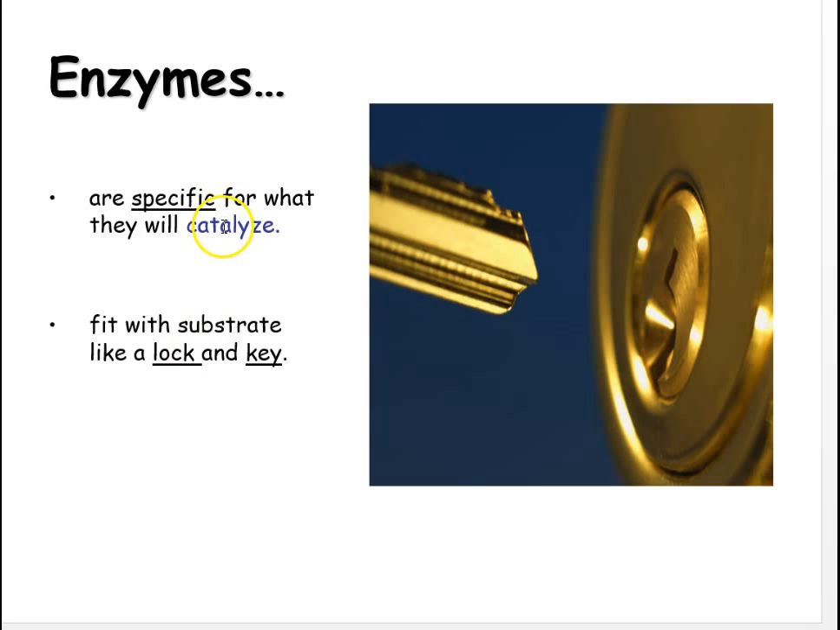And these items fit into each other. So if this is the substrate and this is the enzyme, they fit together just like a lock and key. And if there's any mutation in one of these two, it doesn't work.